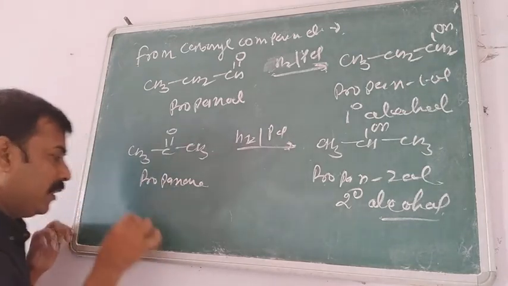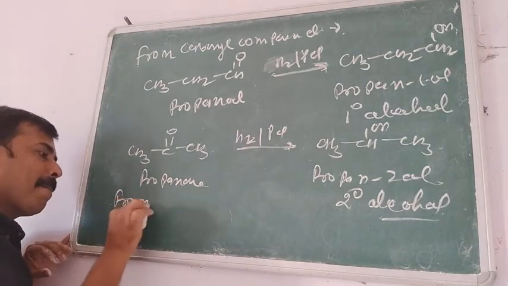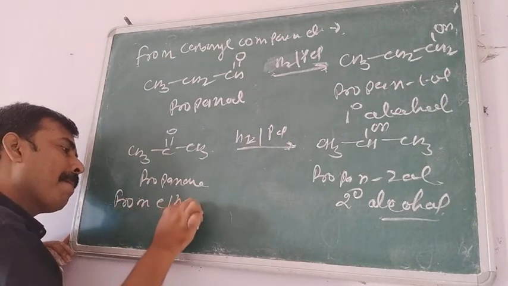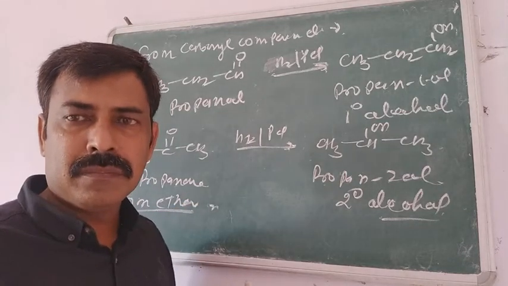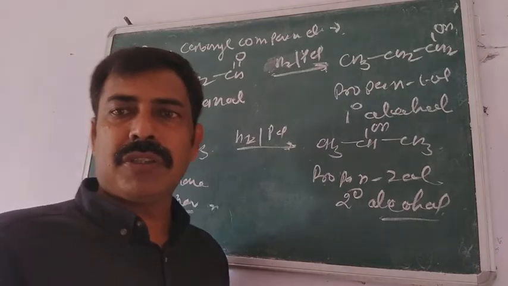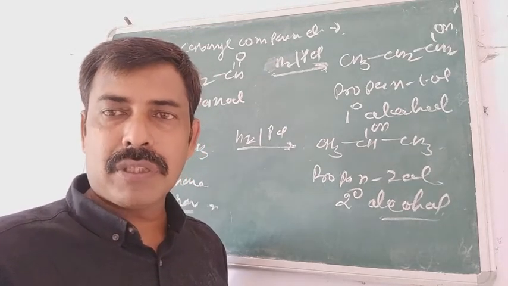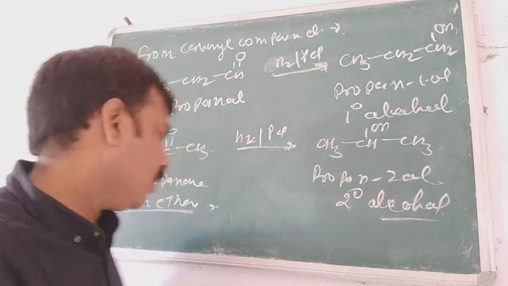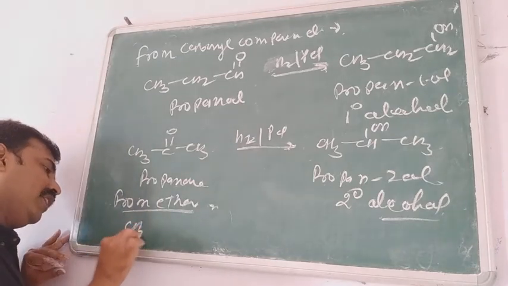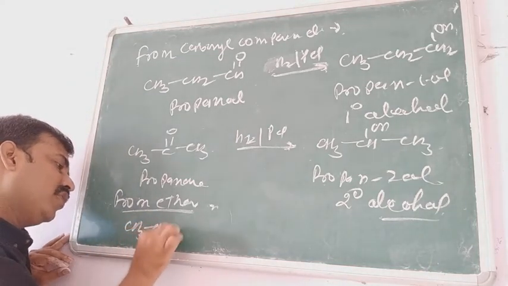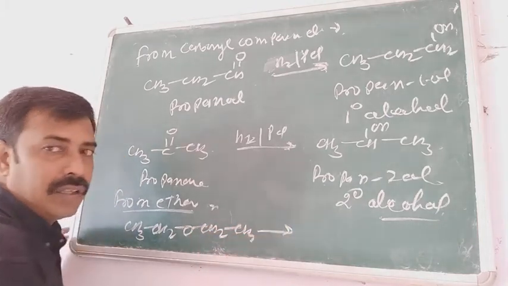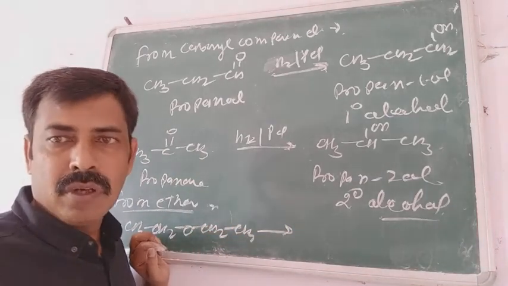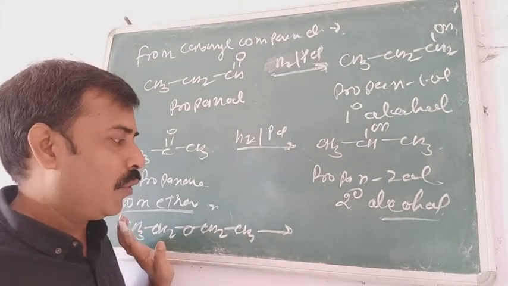Next one, from ether. How will you prepare alcohol from ether? A simple hydrolysis process is needed for the preparation of alcohol. Just the hydrolysis of ether. This is CH3CH2OCH2CH3. That is ethoxyethane or diethyl ether, whatever you want to call it.